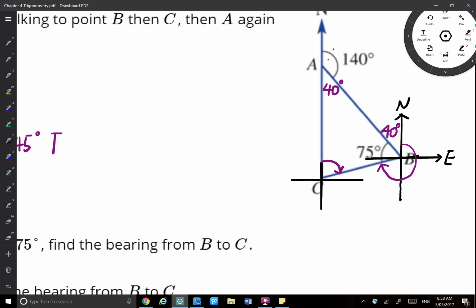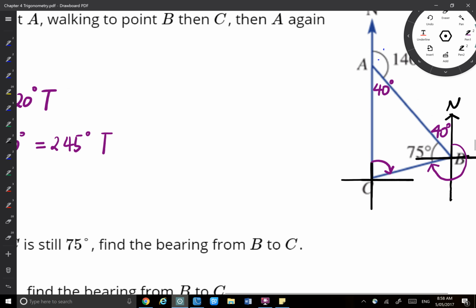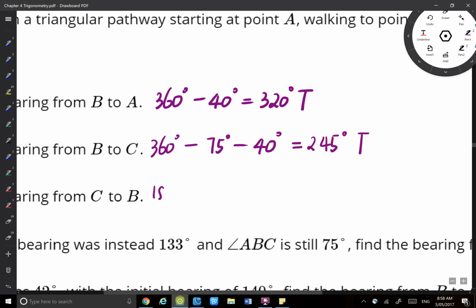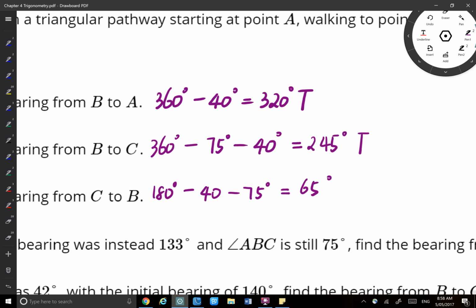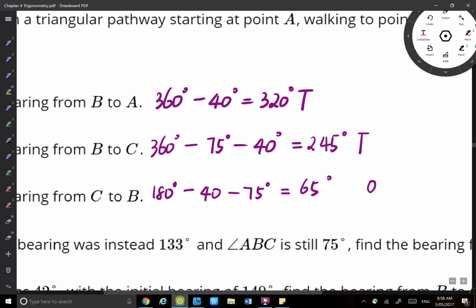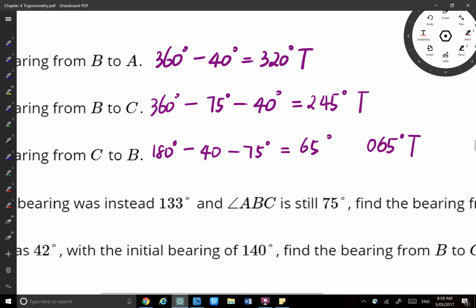So this angle here will be 180 subtract 40 subtract 75 because it's in a triangle. I think it's 65 degrees true. So it's 065 degrees true. If you talk about the bearing, it will be 065 degrees true. You need 3 digits.